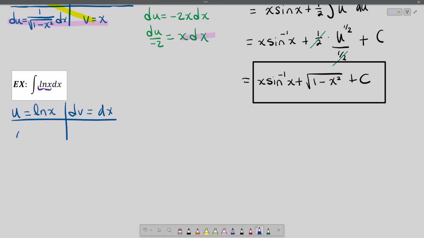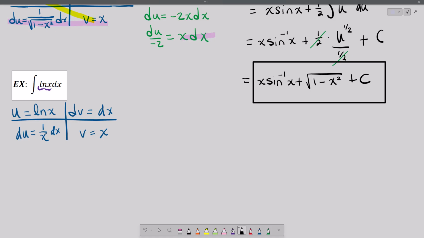So when we do this one, we take the derivative to get du. Derivative of natural log of x is 1 over x dx. And then the integration here is pretty easy, right? You just get v equals x. Okay. So that's our integration by parts formula there, our table, integration by parts table.